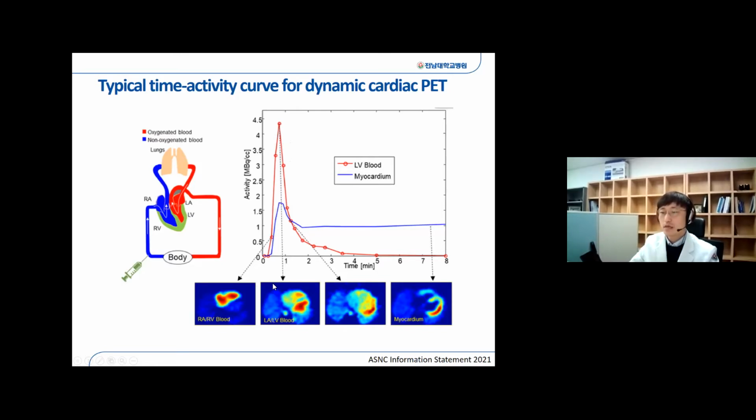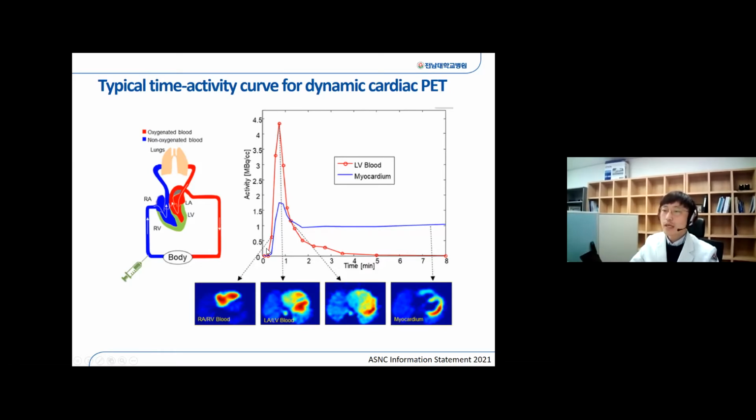And you can see a very acute peak at the earliest time point in the left heart blood pool, because we generally get the input function from the left ventricular blood pool. So it comes in a very acute manner and then goes out like this, and then myocardial tracer uptake occurs, and it makes a slightly obtuse peak and then a plateau because the tracer is metabolically trapped in the myocardial cells.